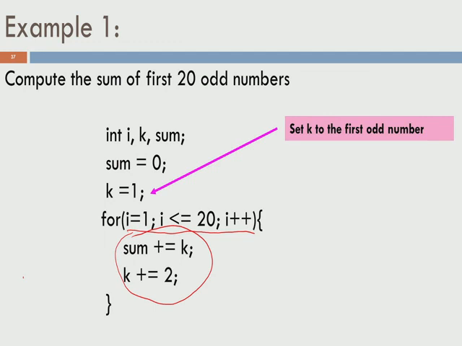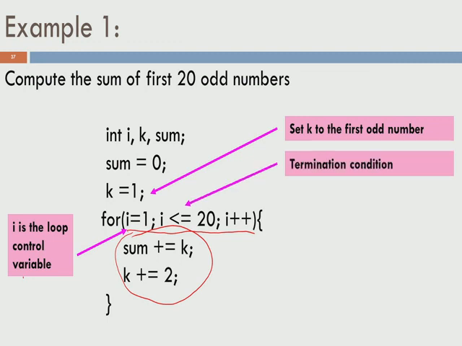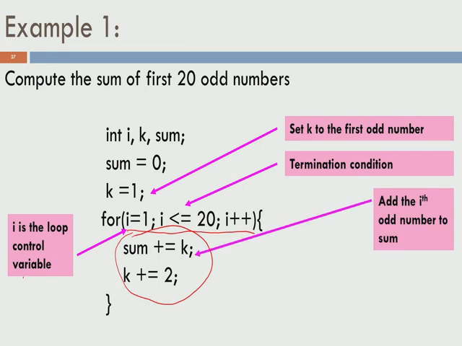We set k to be the first odd number, which is 1, and i is the loop iterator or the loop control variable, and i less than or equal to 20 is the termination condition. Since we are incrementing i in terms of 1 using i plus plus, this loop will run exactly 20 times.